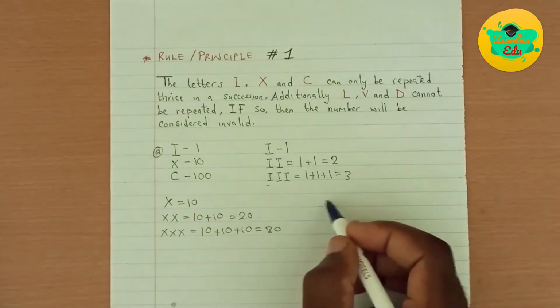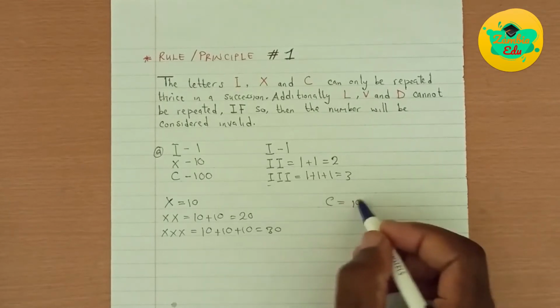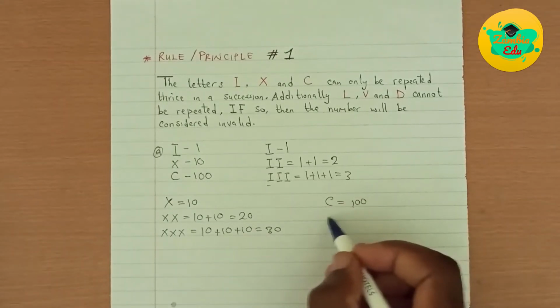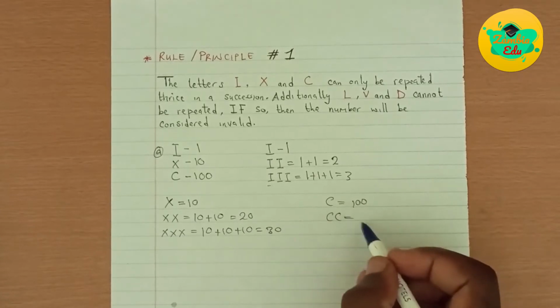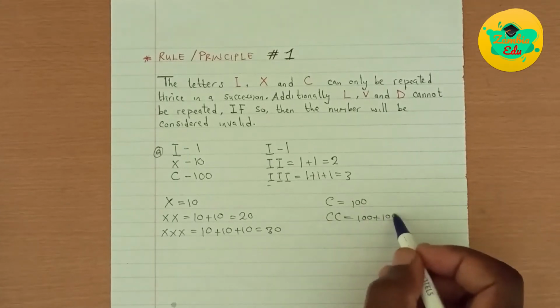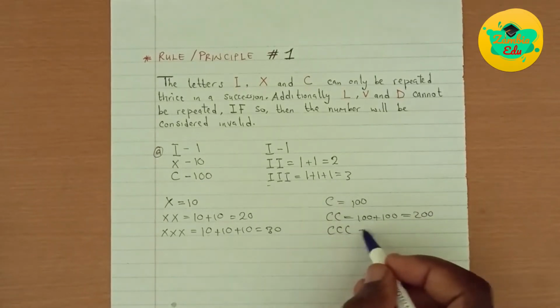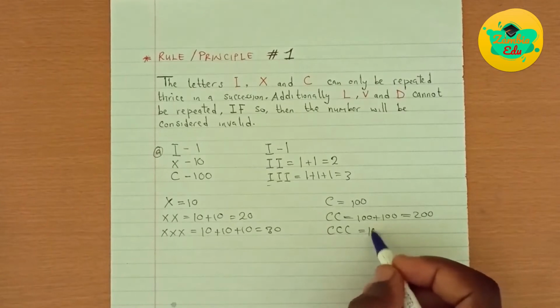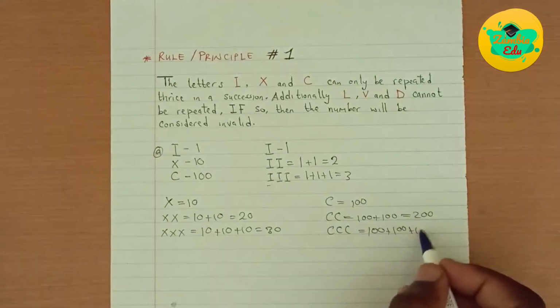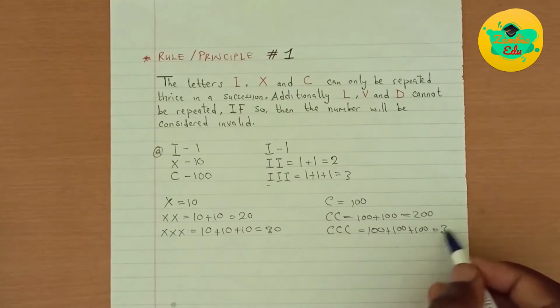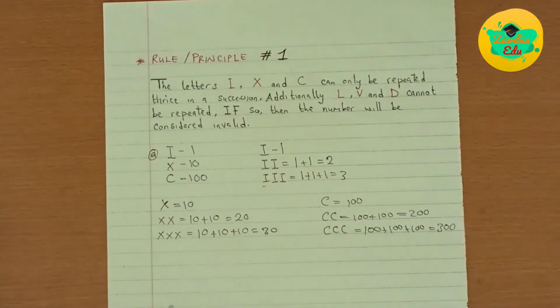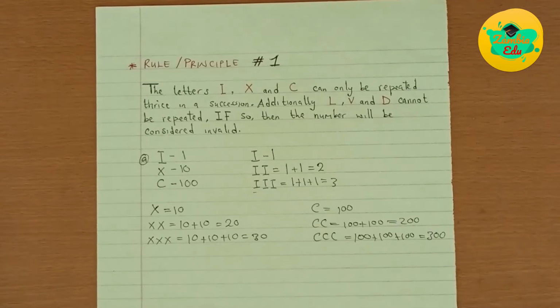Same applies to C. We know C is 100. If you add 2 C's, it means 100 plus 100, which represents 200. If you say CCC, it means 100 plus 100 plus 100, which is equal to 300. So that's what we mean when we say that they can only be repeated thrice in succession. You can't go beyond that.